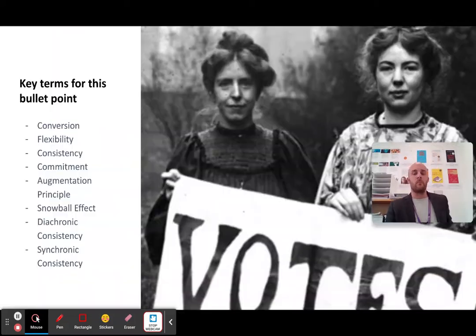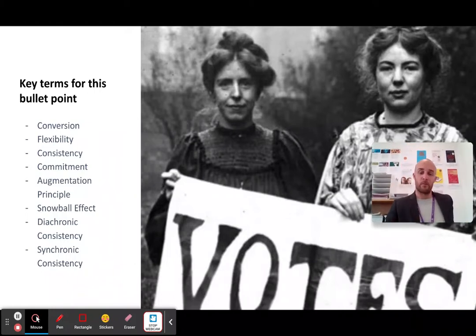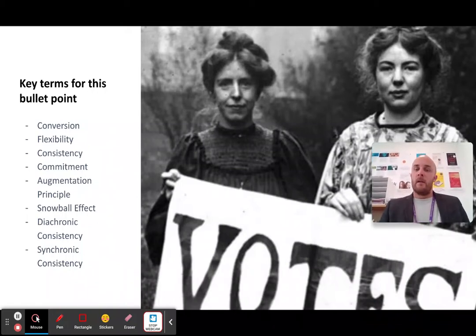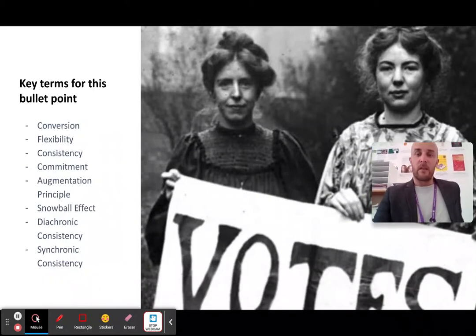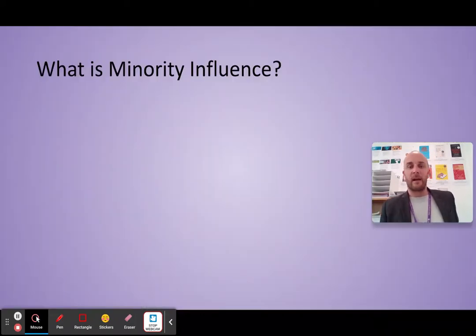So a lot of terms to know, and there are some terms on the left-hand side: conversion, flexibility, augmentation principle, diachronic consistency, synchronic consistency. And on the right-hand side, obviously, we have a couple of presumably suffragettes, not suffragists. I don't know why I'm presuming that. They could be either. And this is basically what we are talking about. A minority group of people who are trying to get their view over to the majority, which is established. And we're looking at how that happens.